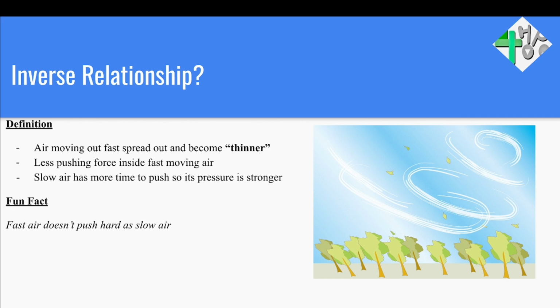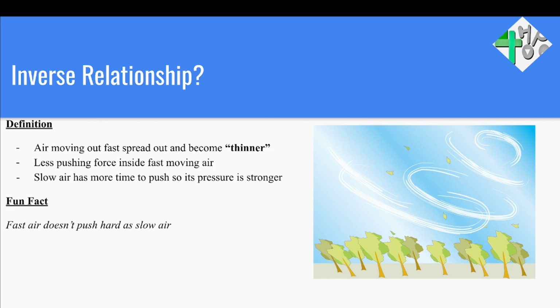So as the air is moving outside, as it spreads out more, there is less pushing force because there's more variation. The more spread out it is, the less force needs to be there, as they're in constant motion afterwards. The slow air has more time to push, so that means the pressure is stronger. If they're spread out and in orbit and in motion, the slow air is going to push more. So the more push it needs, the stronger air pressure is needed to make them move around.